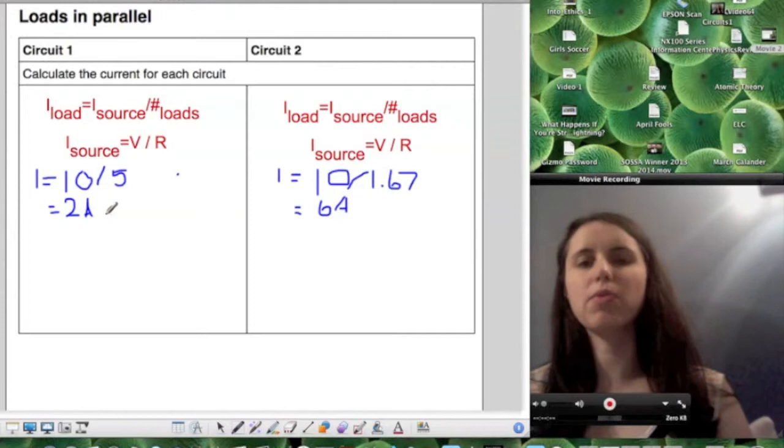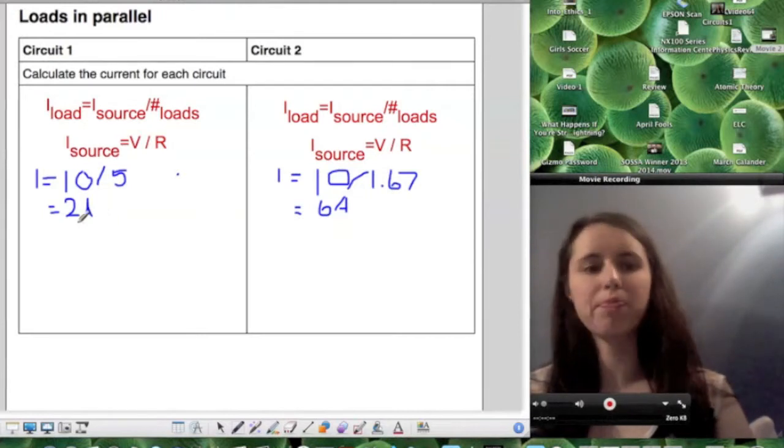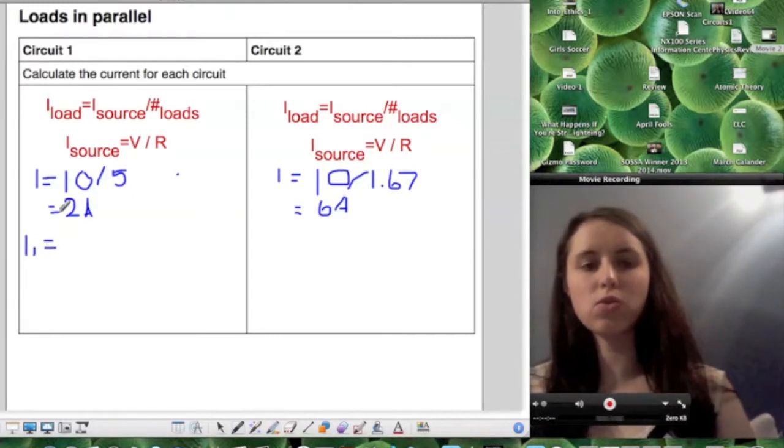But remember, we have to consider the number of loads now. So in this case, our current at each load is going to be equal to the current from the source, which is 2, divided by the number of loads, which is 1. Easy numbers, right? That's going to give us 2 amps. So we know that the current at any given load at any given time is 2 amps.